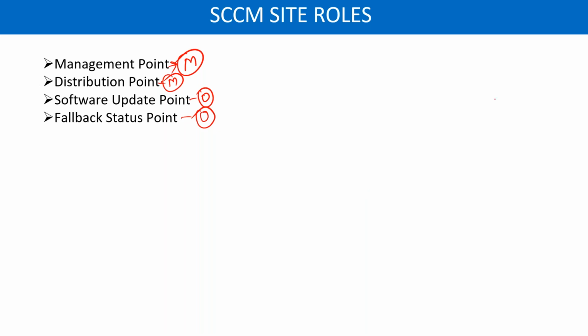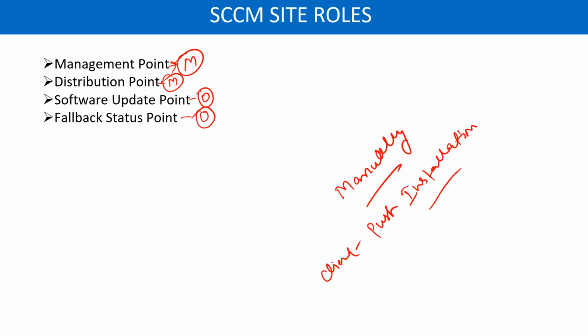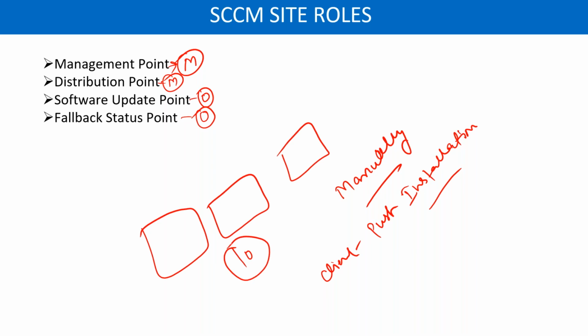There are various methods of client installation. You can install the client manually, by copying the client installation software and then installing it manually. Second, you can use client push installation. It is based on discovery. The moment the computer is discovered into the SCCM console or SCCM database, the client will automatically be pushed to that computer. Let's say you join 10 computers to the domain. The moment you join these 10 computers to the domain, they will automatically be discovered in SCCM and the client will get pushed to all of them. So they will receive the client package and installation starts.